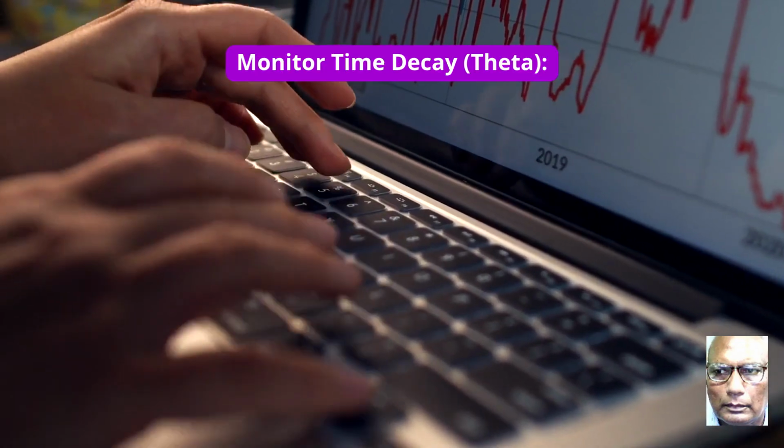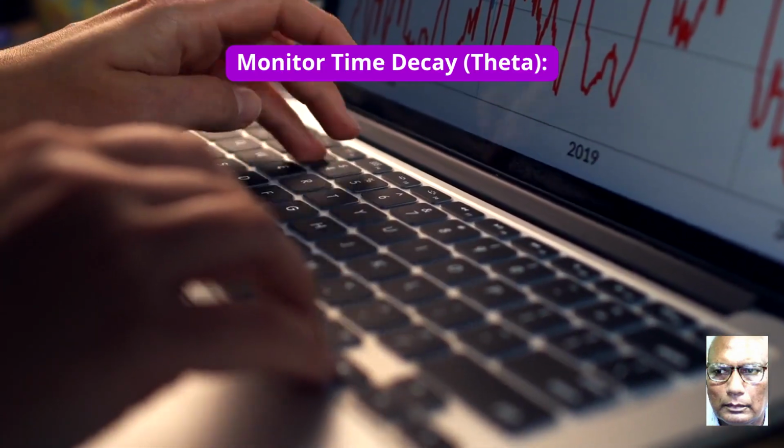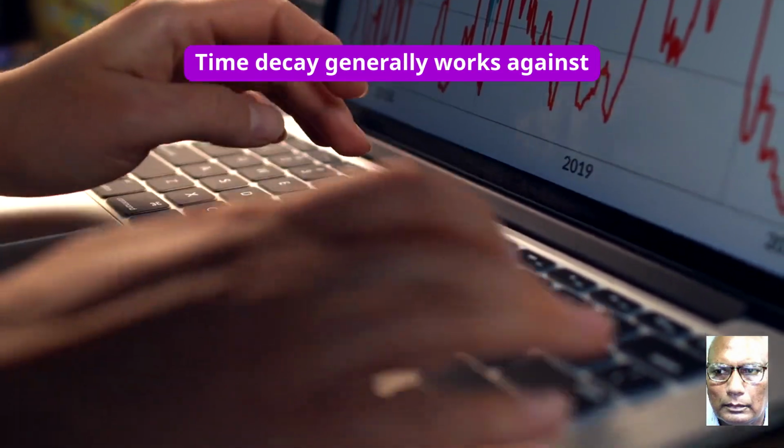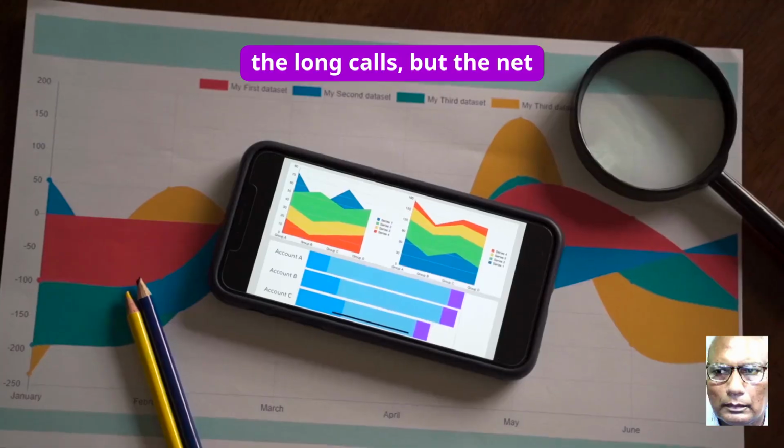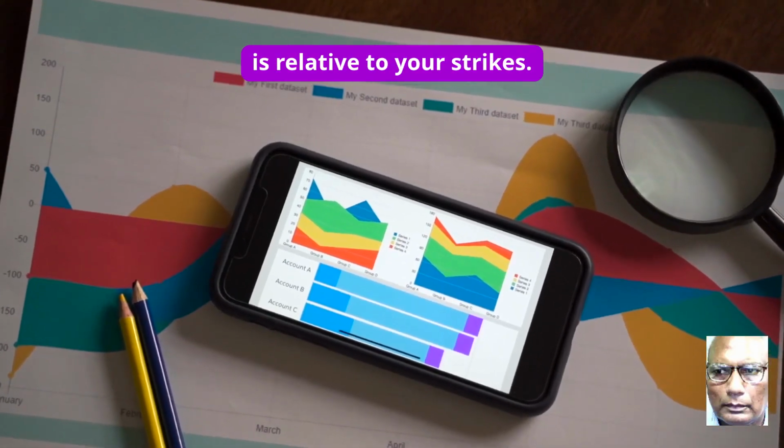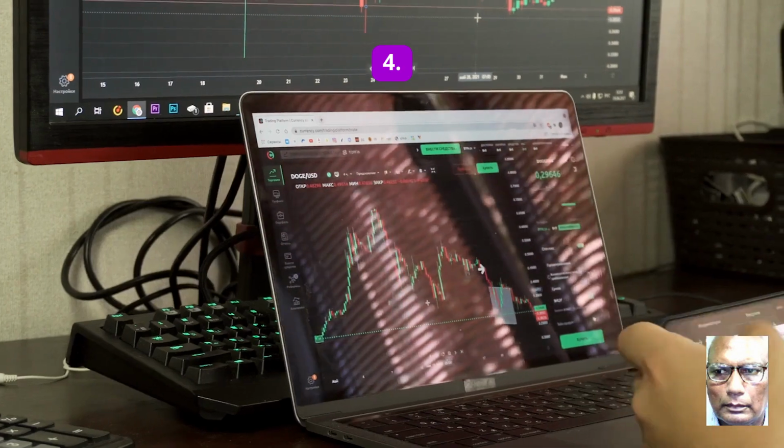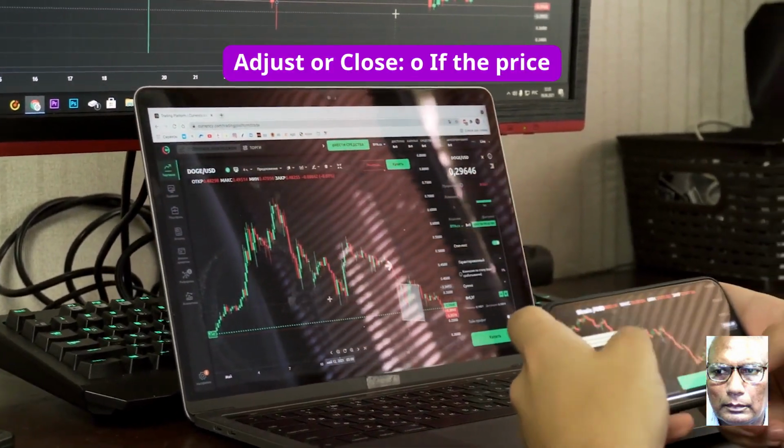3. Monitor time decay, theta. Time decay generally works against the long calls, but the net effect depends on where the price is relative to your strikes. 4. Adjust or close.